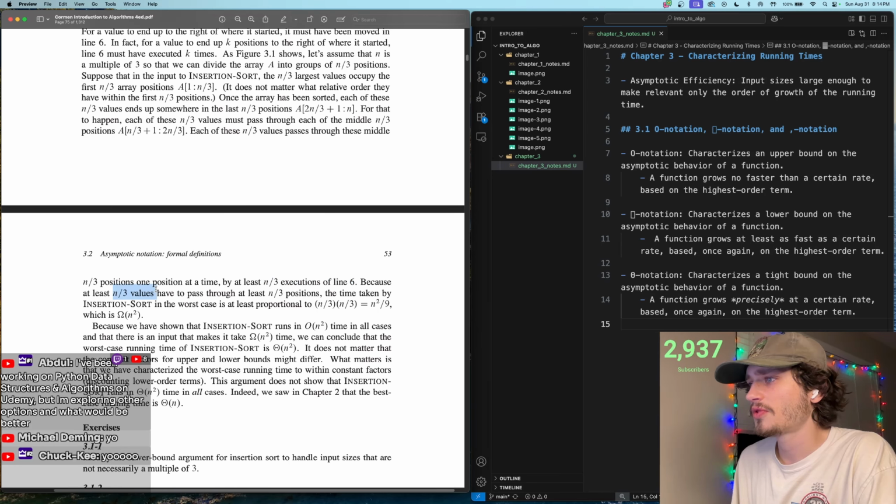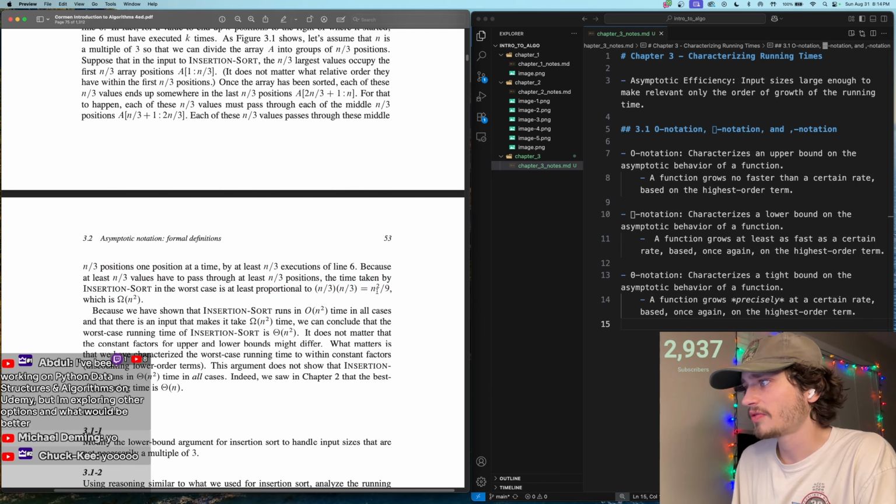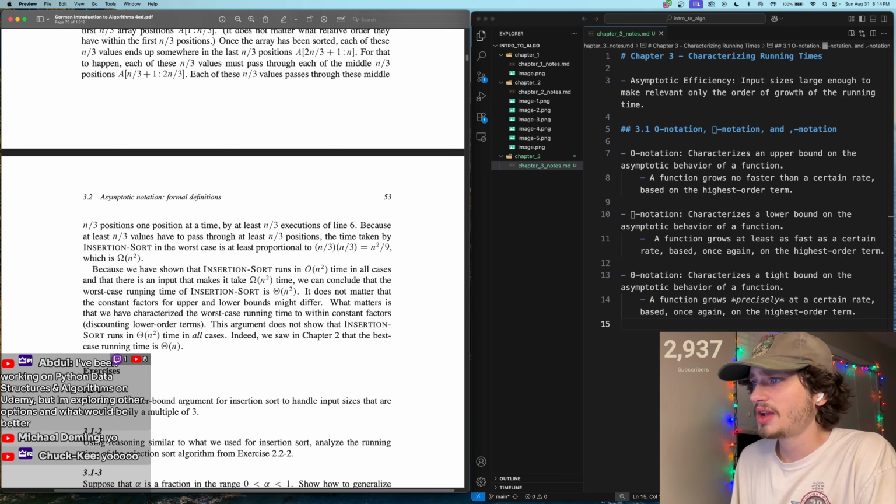Because at least n over 3 values have to pass through at least n over 3 positions, the time taken by an insertion sort in the worst case is at least proportional to that same kind of thing we saw before, of this n squared dynamic, n squared over 9, where we drop the constant, which is omega n squared. Because we have shown the insertion sort runs in O of n squared in all cases, and that there is an input that makes it take omega n squared time, we can conclude that the worst case running time for insertion sort is theta n squared.